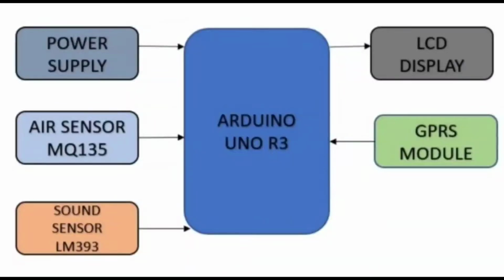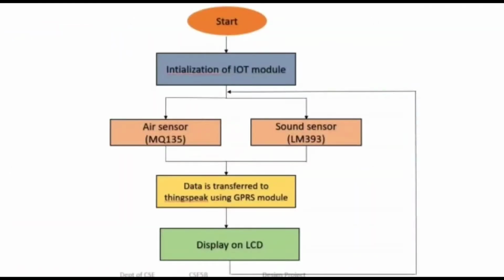Next, we will move on to a flow diagram to exactly know how this project works. So here is the flow diagram to exactly know how the process goes on. So first we'll initialize the IoT module by connecting all the parts as shown in the previous diagram.